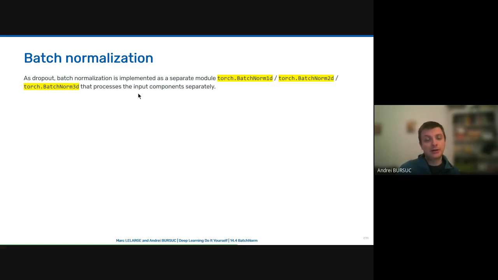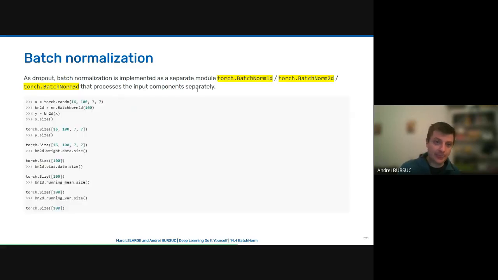Moving on to the PyTorch implementation. Like dropout, we implement Batchnorm as a separate module that processes the input components individually. Depending on the type of data that we have, there is torch BatchNorm1d, BatchNorm2d for convolutions, and BatchNorm3d for 3D convolutions. BatchNorm1d is for fully connected layers. Just to give you an idea of the dimensions and what's happening inside there.